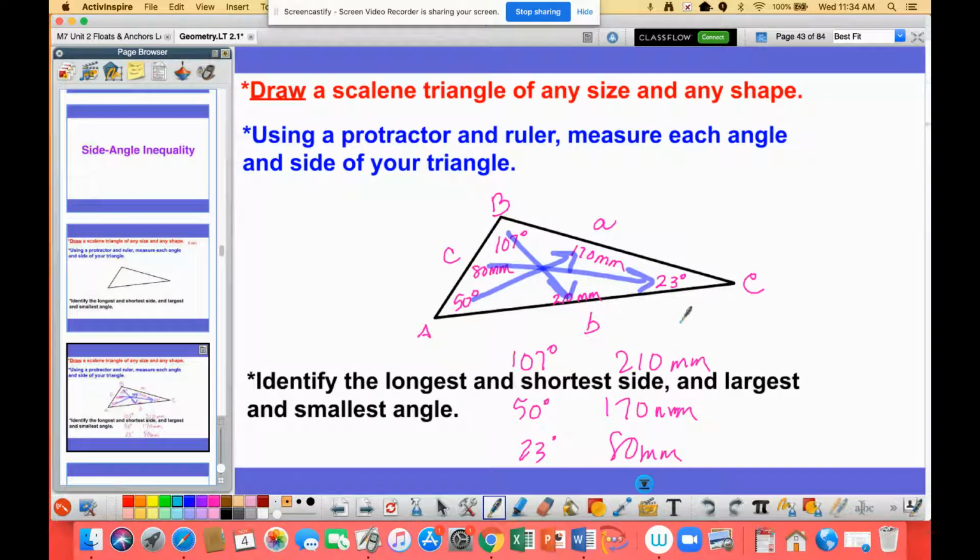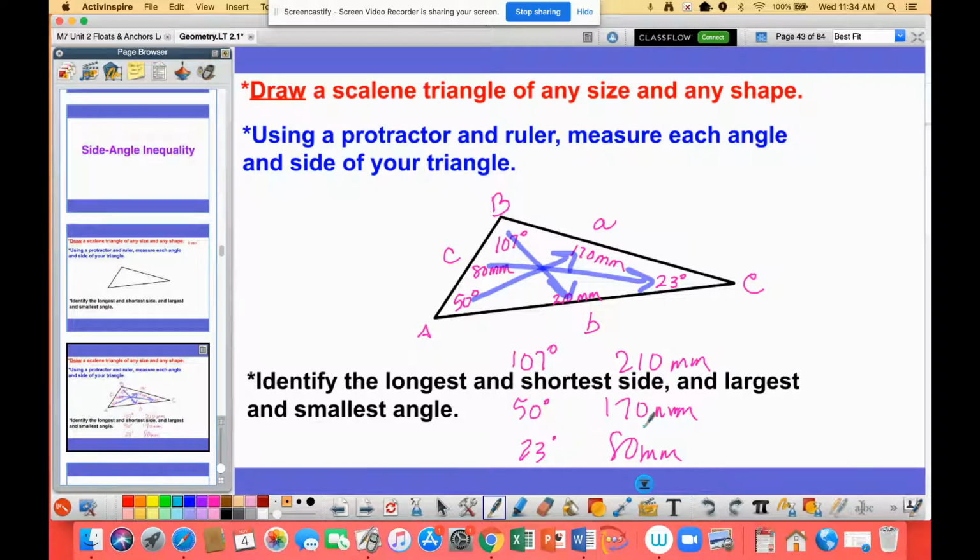Then I measured all my angles, and I was trying to be as accurate as possible. Remember, they need to add up to 180. So if yours added to 179 or 181, that's close enough. The measure of angle A was 50 degrees. My measure of angle B was 107, and my measure of angle C was 23.